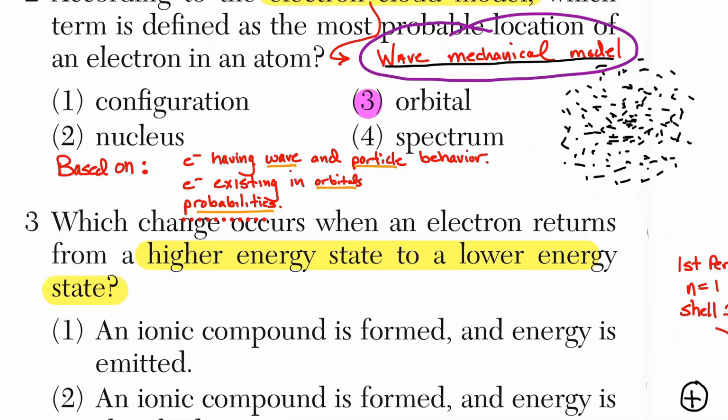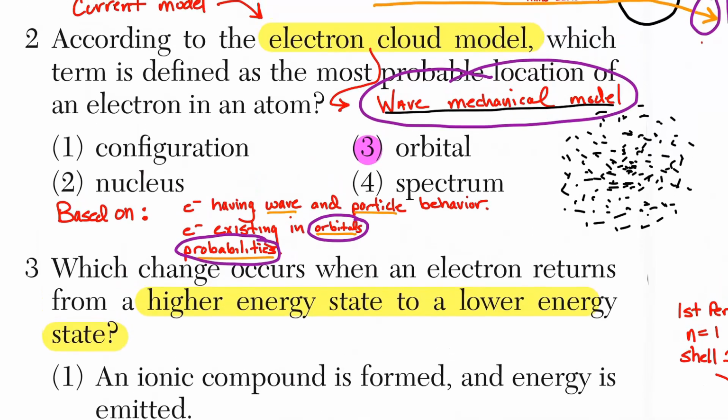Tough to kind of grasp, and so quantum mechanics, which this is a part of, is not an easy topic, but you just got to know the catchphrases. They have wave and particle behavior. They can both be a particle and a wave, and they exist in regions of space called orbitals. And their behavior is based upon probabilities. Because they are waves and particles, you don't know how many we have and what they're doing exactly. We can only look at a group of them using probabilities. Those are the catchphrases that you need to know when you hear electron cloud model or wave mechanical model.